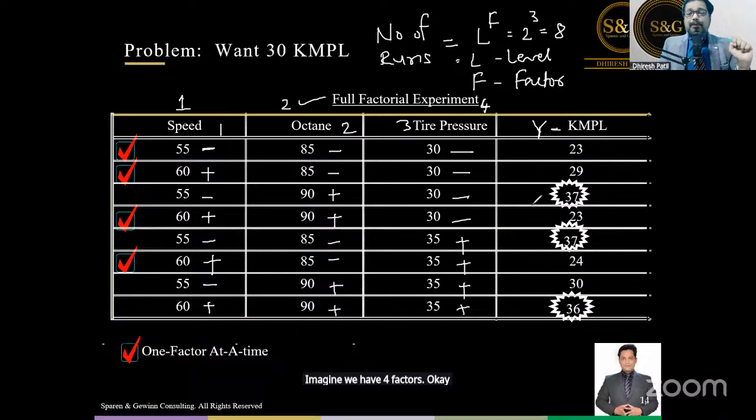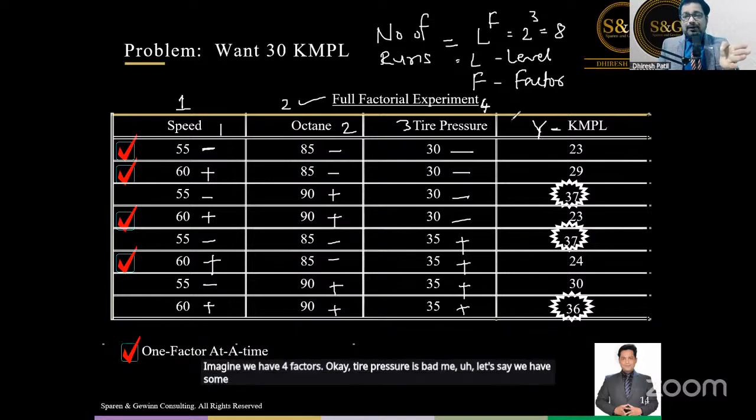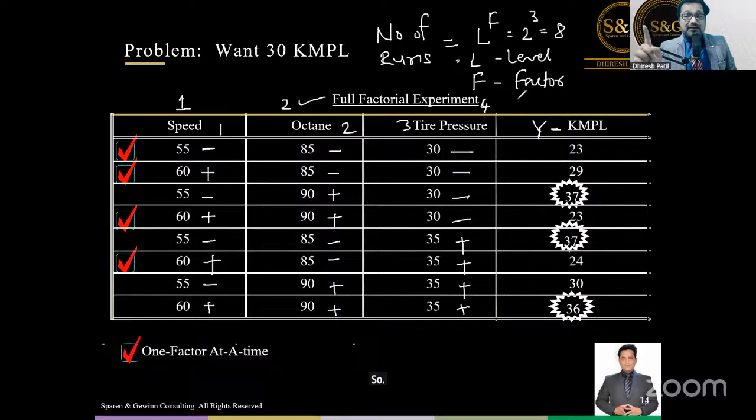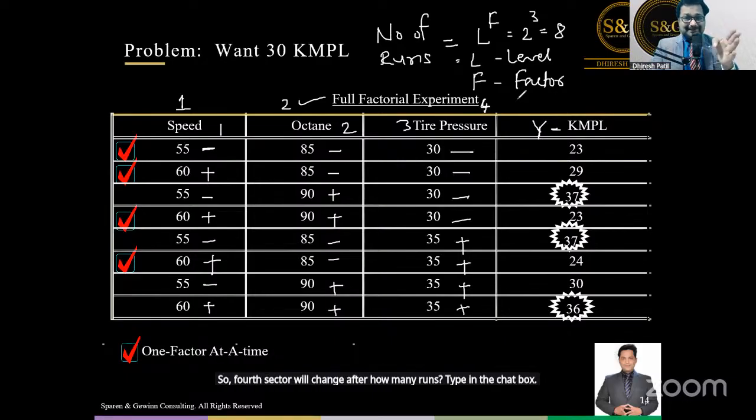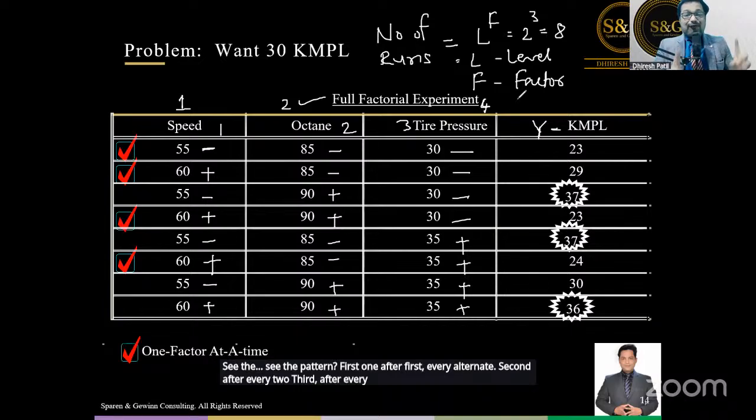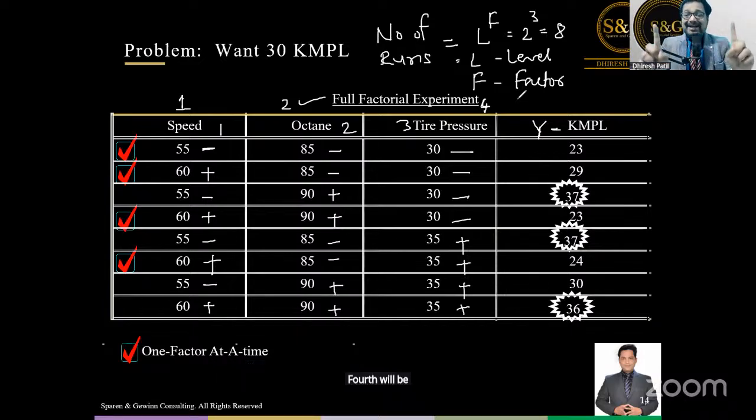Okay, tire pressure, after this let's say we have some other factor as well. Fourth factor. So fourth factor will change after how many runs? Type in the chat box. See the pattern. First, every alternate run. Second, after every two. Third, after every four. Fourth will be after every 8 runs.